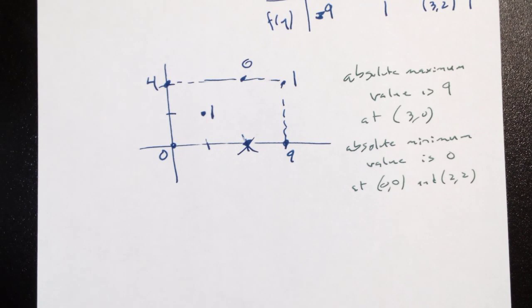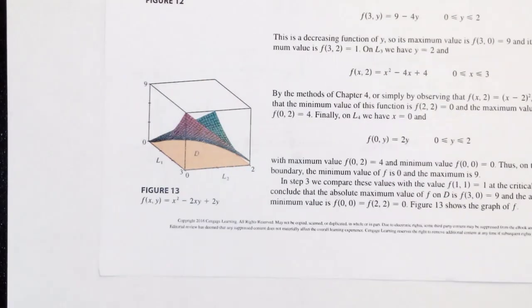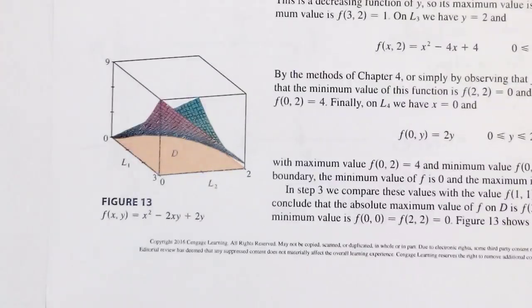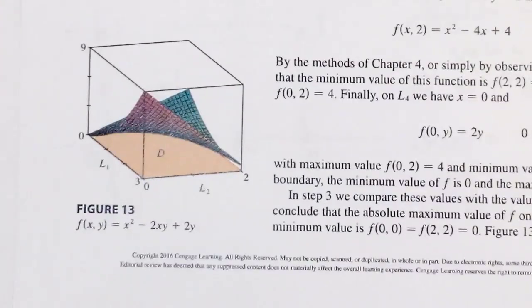So how do I fix that? Questions before I get to fixing it? How does the saddle point look on that graph? It's still the same sort of shape, isn't it?